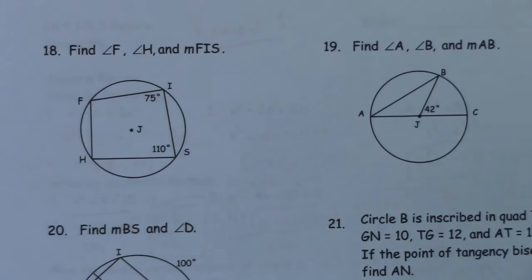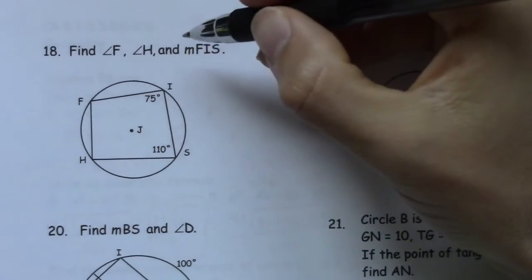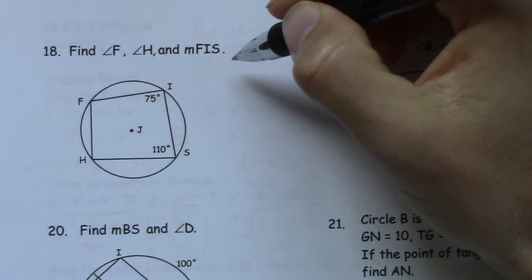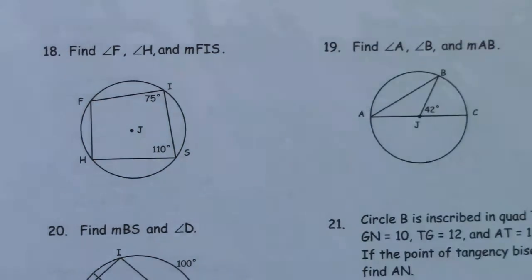Still circles part 1, review 1, but we're on to the backside, page 2. So let's take a look right here. We want to find angle FH and measure of FIS.